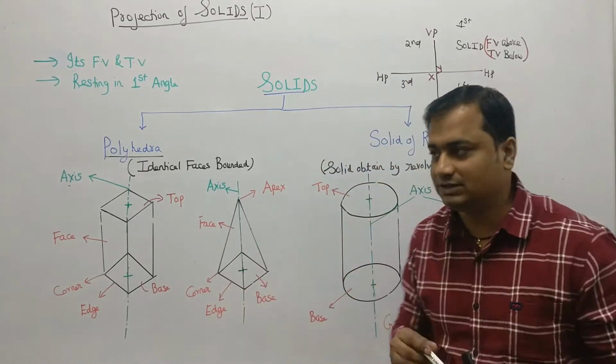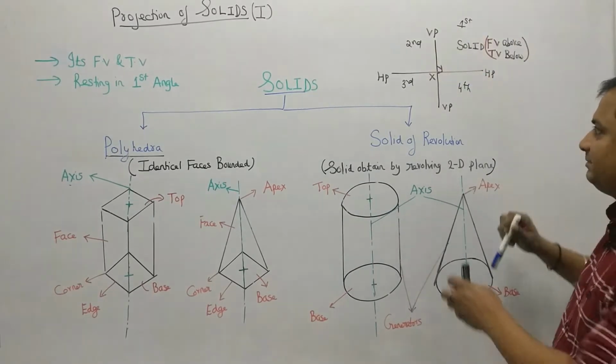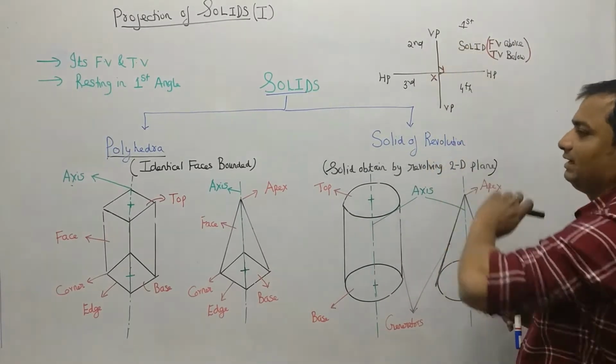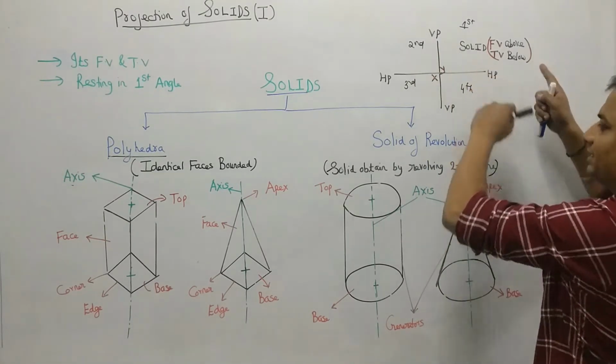Again we have fixed the position of our solids, that is lying on the first angle, and we all know what is the first angle. This is my first angle, second angle, third and the fourth angle. So with respect to the VP and HP, this is my first angle. That means my solid is going to lie here. So my solid will be resting in the first angle.